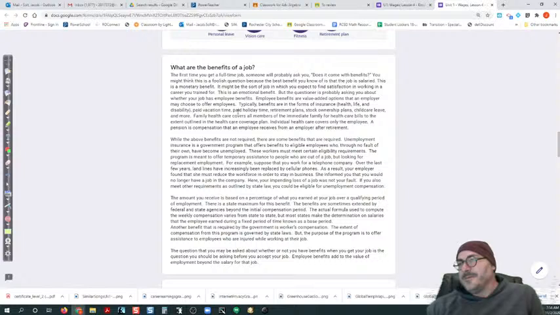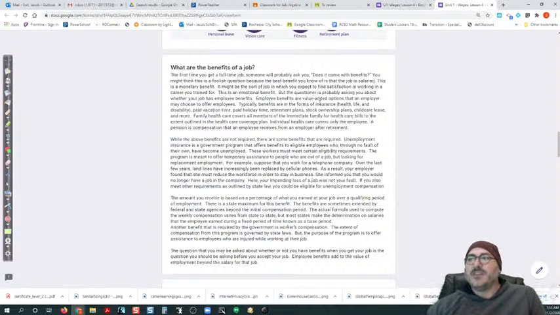But for those who are sticking here, what are the benefits of a job? The first time you get a full-time job, someone will probably ask you, does it come with benefits? You might think this is a foolish question because the best benefit you know of is that the job is salaried. This is a monetary benefit. The fact that you're getting paid money is a monetary benefit. That's one of the very nice benefits of having a job. It might be the sort of job in which you expect to find satisfaction in working in a career you trained for. This is an emotional benefit. But the questioner is probably asking you about whether your job has employee benefits.